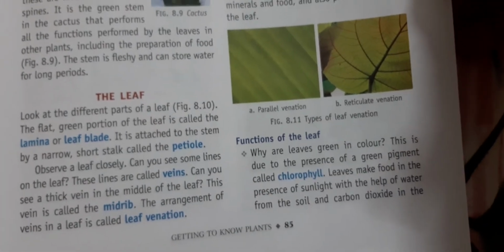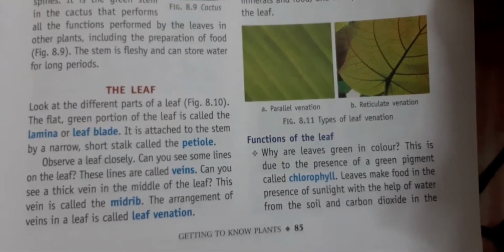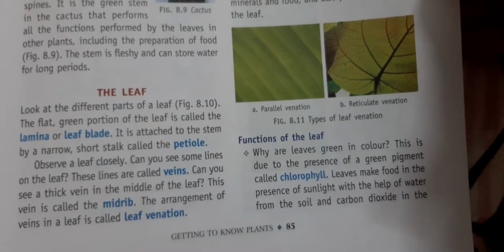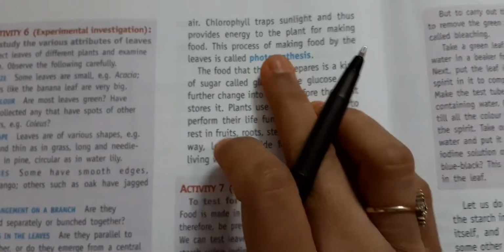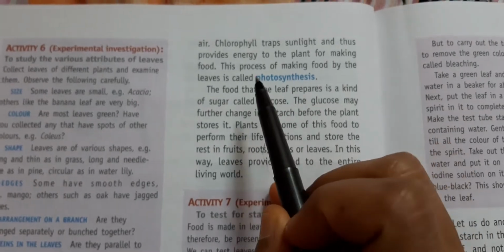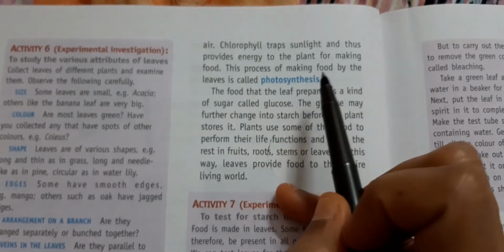So what is photosynthesis? When the leaves make food in the presence of sunlight, with the help of water from the soil and carbon dioxide in the air, and in the presence of chlorophyll, then this process of making food is called photosynthesis.